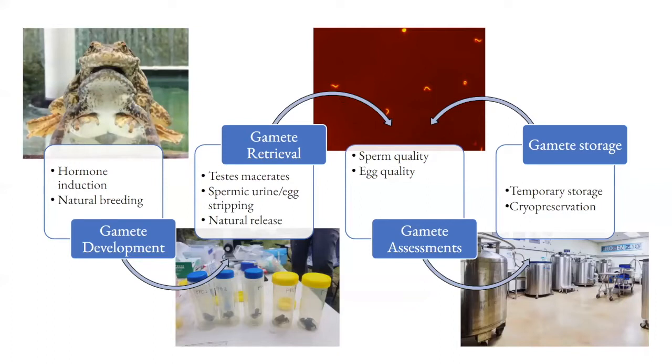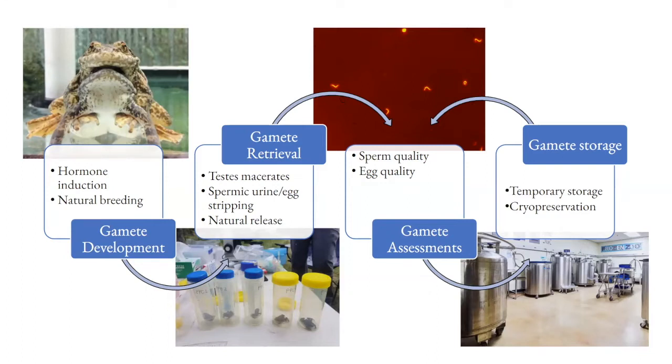A common theme that's going to pop up here and there throughout the whole talk is how important it is to know the natural history of the species you're working with. That's everything from gamete development, when they're going to be developing the eggs and the sperm, so that you know when you can retrieve them, and whether or not you need to use something like hormone induction to help obtain gametes for artificial fertilization or cryopreservation.